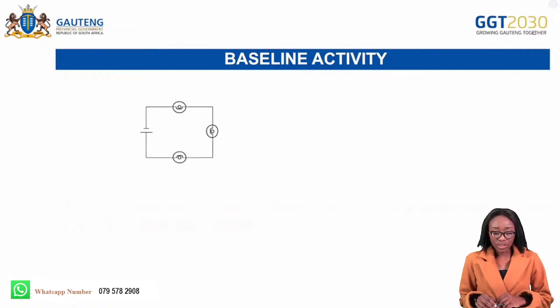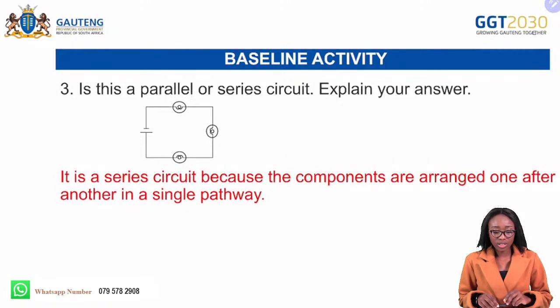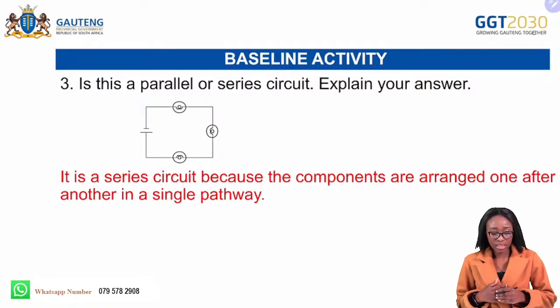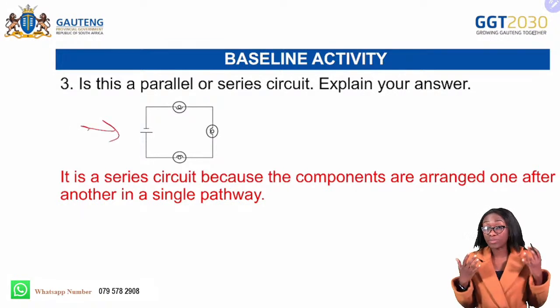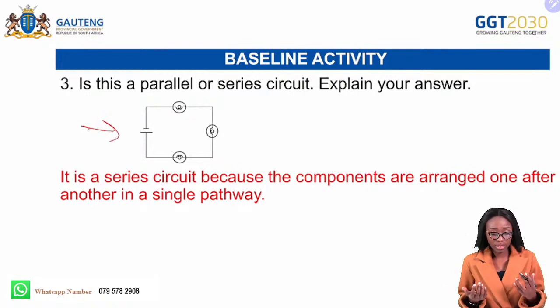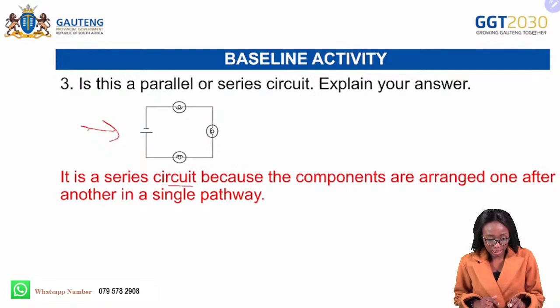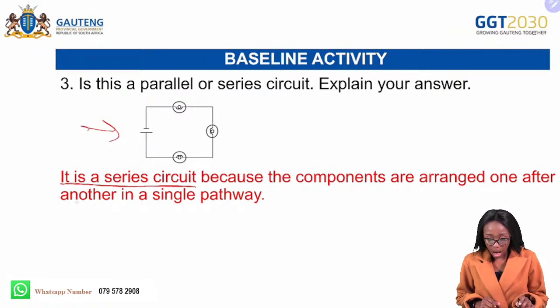Now let's look at the third question. The third question read, is this a parallel or series circuit? Explain your answer. We're referring to this diagram. Is it a parallel circuit? Is it a series circuit? You need to tell us what it is. It is a series circuit. Why? Because the components are arranged one after another in a single pathway.